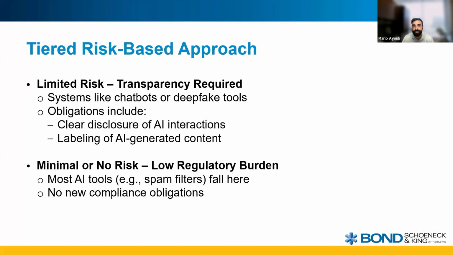But it was surprising that some of these tools that can be used to deceive fell within this limited risk category. And then finally, minimal or no risk. Email spam filters, a lot of productivity apps that aren't necessarily making decisions on behalf of individuals. There are really no new compliance obligations here, except for things that would exist under existing law, like collecting consent to use a consumer's data within an AI environment. Next slide, please.